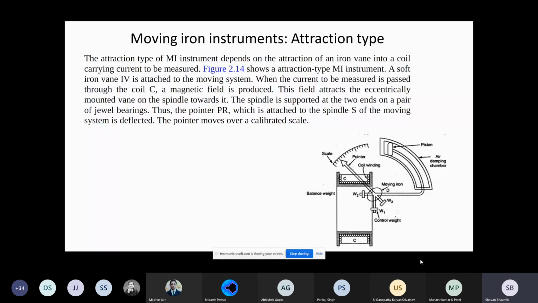Once the iron vein is attracted, there will be a spring which will be producing the restoring torque. There will be a damper, an air damper, which will be producing damping, and at some point of time, the pointer will be in equilibrium, and it will deflect at some angle and then stay there. With that, the pointer will deflect over the scale, and once it is deflected, you can read the scale and say that this is the reading, once you have calibrated the scale.